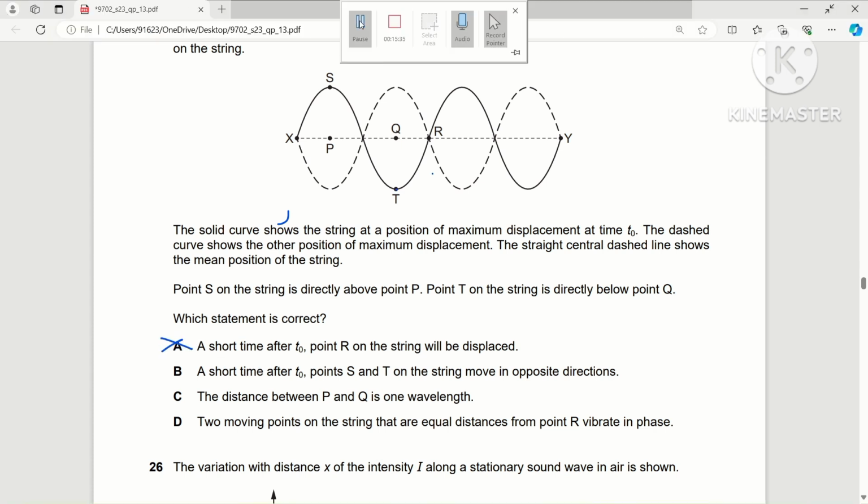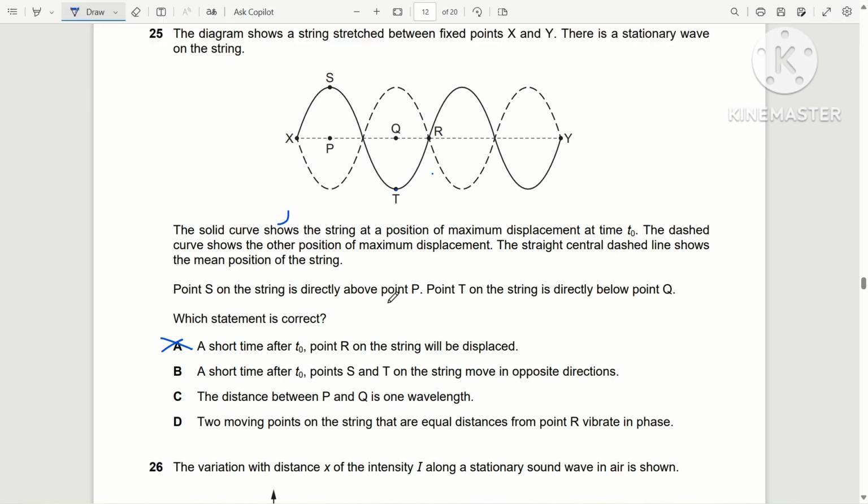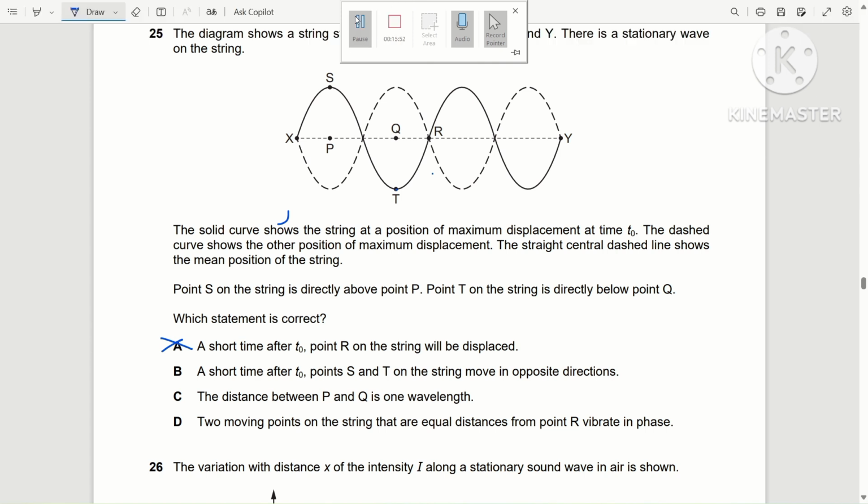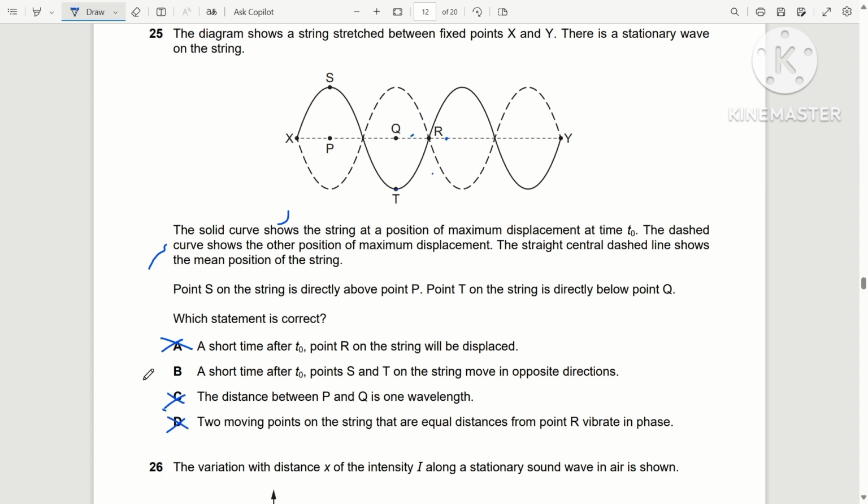Option C, the distance between P and Q is one wavelength, and we know that P is representing antinode and Q is also representing antinode, and the distance between two antinodes is lambda by 2, so C is wrong. Two moving points on the string that are equal distance from point R vibrate in phase, but moving on either side of R, they will vibrate out of phase. So option D is wrong, option B is the correct.